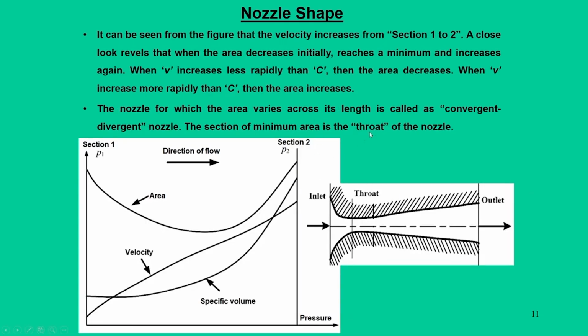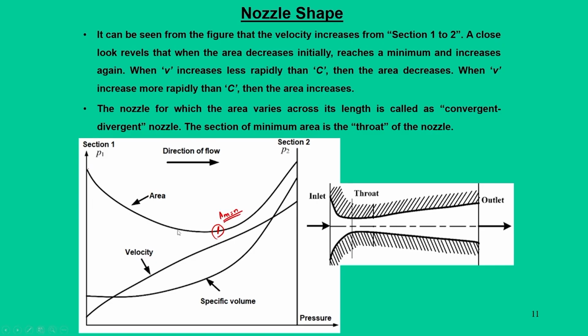So, what has been seen here in a closed loop, from section 1 to 2, is that the area decreases initially and reaches a minimum, and then increases again. So, area decreases initially to a minimum value, then further increases. This point gives the minimum area, and after that it increases further.